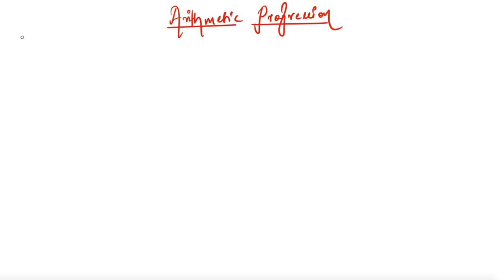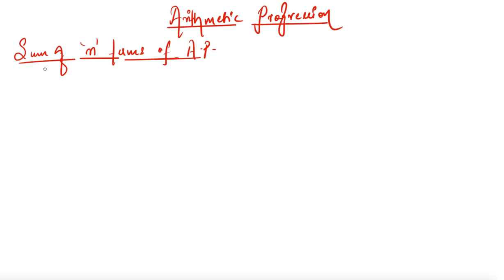Hello friends, welcome back. So, in this video, we'll be seeing about the sum of n terms of an arithmetic progression. What is the formula for the sum of n terms of an arithmetic progression, how to do questions related to that, and what the formula is? We'll be seeing everything in this video. So without wasting any time, let us start with the concept of the sum of n terms of an AP.